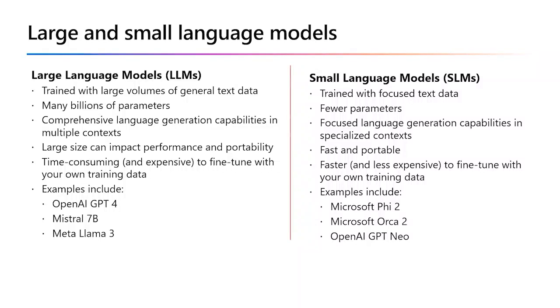Conversely, SLMs, or small language models, are trained with smaller, more subject-focused data sets and typically have fewer parameters than the LLMs. This focused vocabulary makes them very effective in specific conversational topics, but less effective in more general language generation. The smaller size of SLMs can provide more options for deployment, including local deployment to devices and on-premises computers, and it makes them faster and easier to fine-tune.